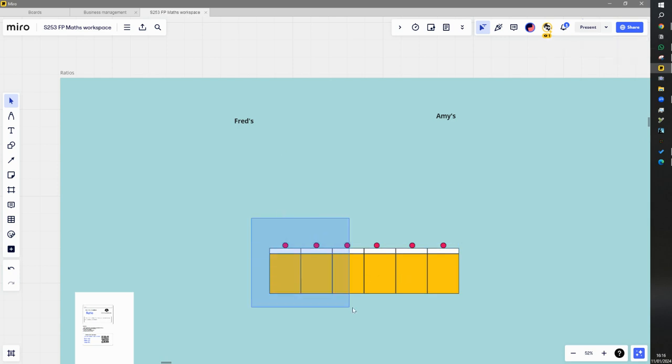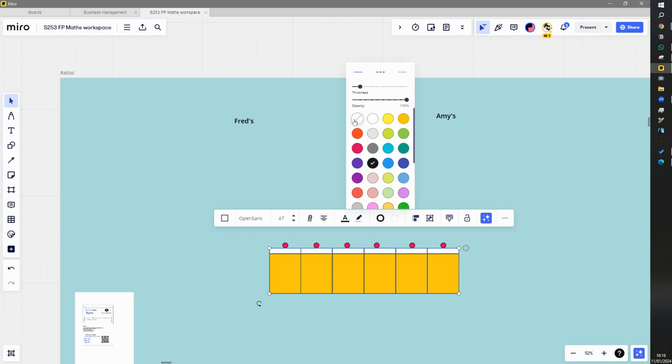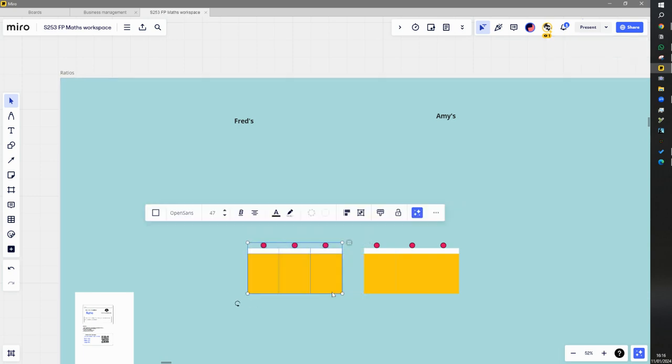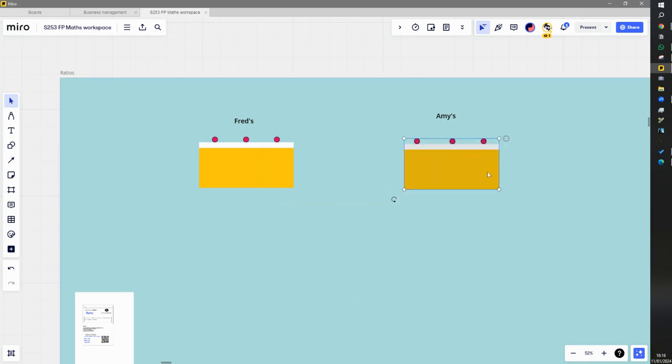I'm just going to take. In fact, what I could do is I could just, let's see if I just delete that. Yeah, that works. So now it's just a cake, right? Just one cake. And what I'm going to do is I'm going to cut it in half. So the cake has been split into two parts, and Fred is going to have one of those parts, and Amy's going to have one of those parts.